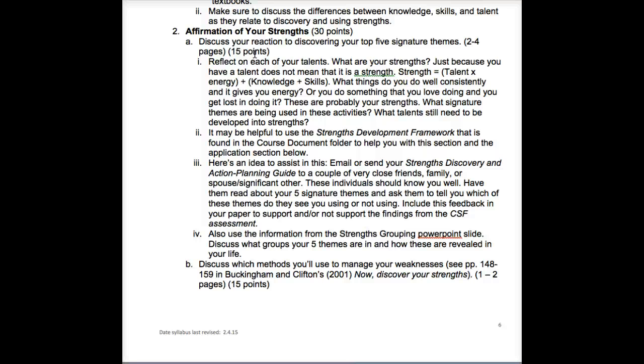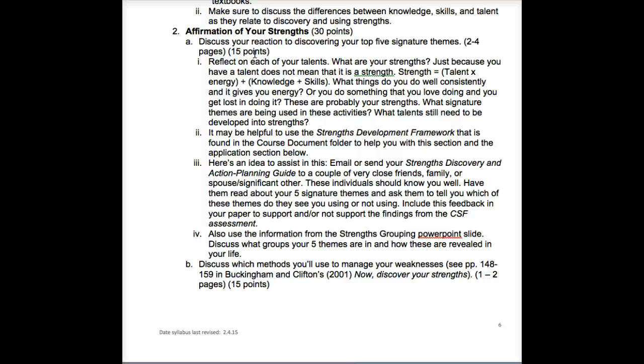I also have a strengths grouping PowerPoint slide. I want you to discuss what groups your 5 themes are in and how these are revealed in your life. Okay, so that's a pretty big chunk of information. This is 2 to 4 pages, a lot of self-reflection here. You're going to be writing in the first person in a lot of this paper. So this is really self-discovery. This is affirmation of who you are, of your strengths.